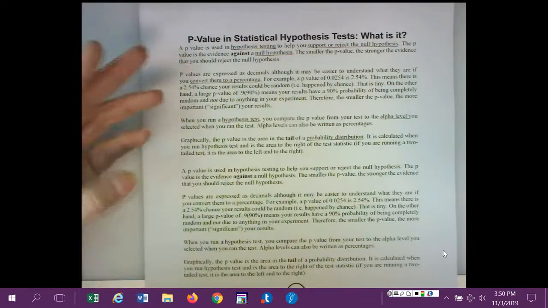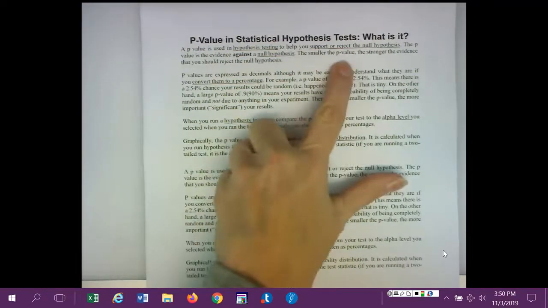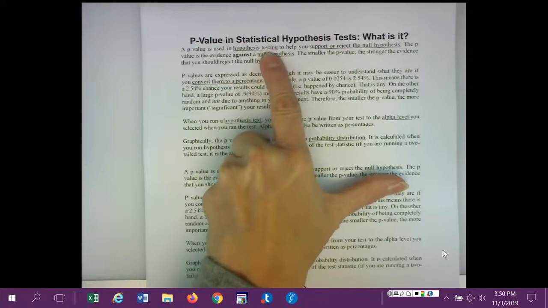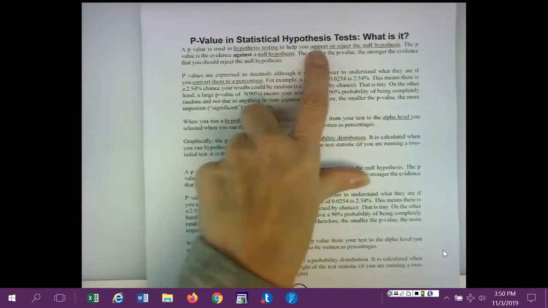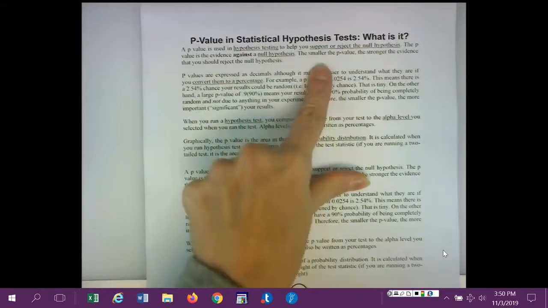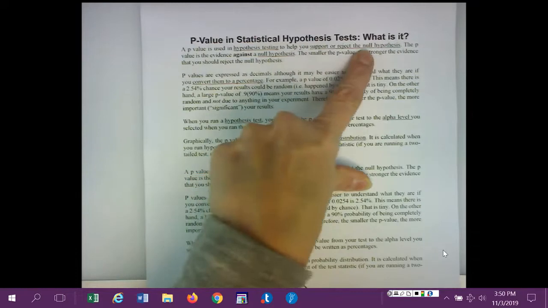The larger your p-value is, probability or percentage-wise, the less likely you are to reject the null. You probably would say do not reject the null. So the larger the p-value, the more support you're going to have for the hypothesis statement. Again, a p-value is used in hypothesis testing to help you support or reject the null. The larger the p-value, you have more support for the null, so do not reject it.